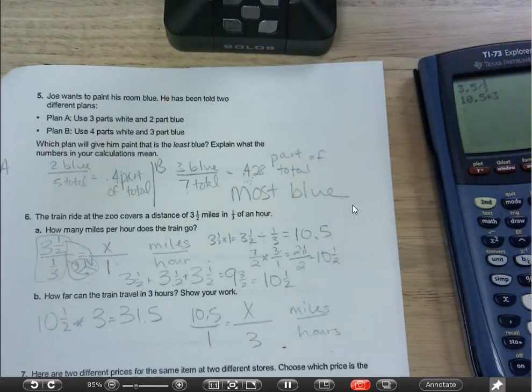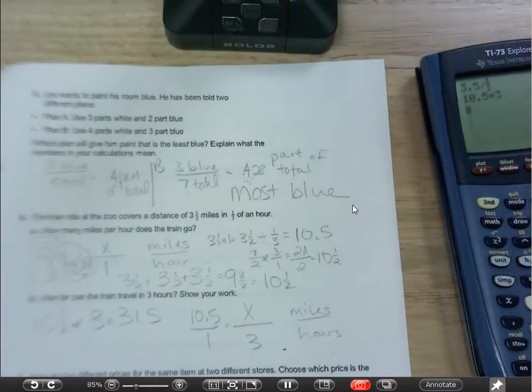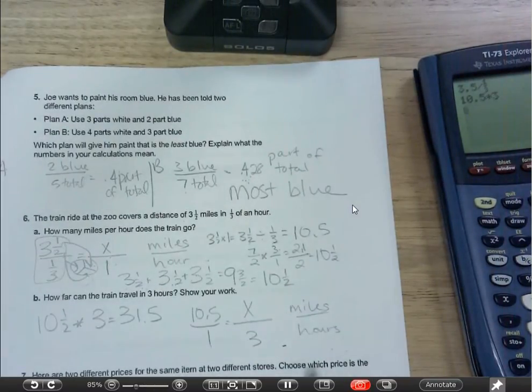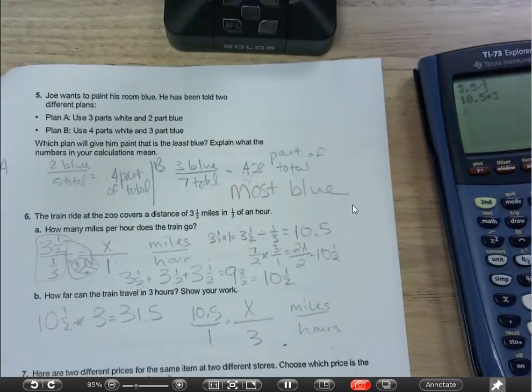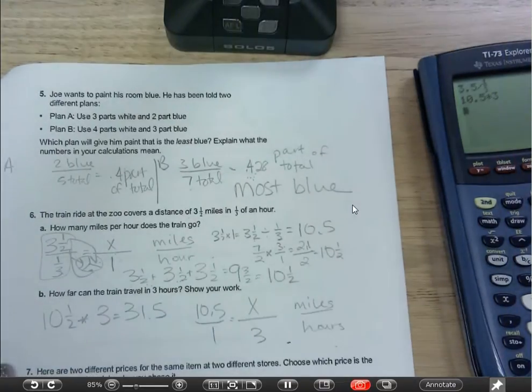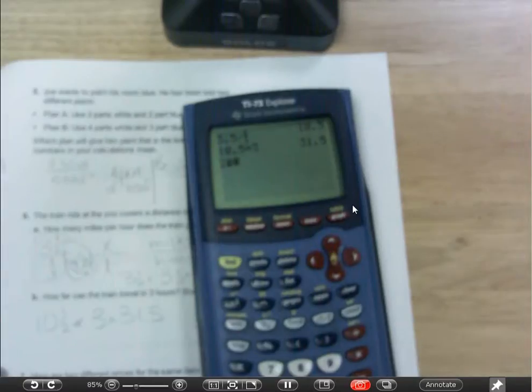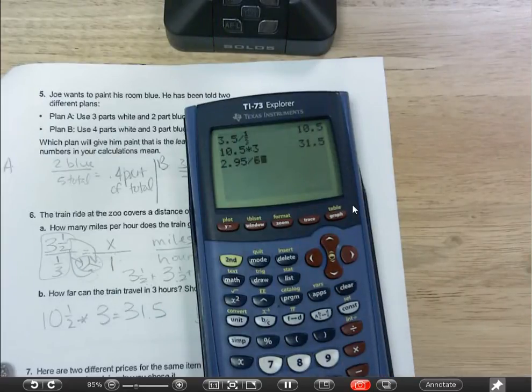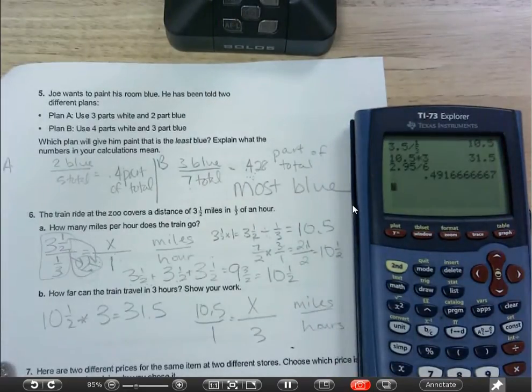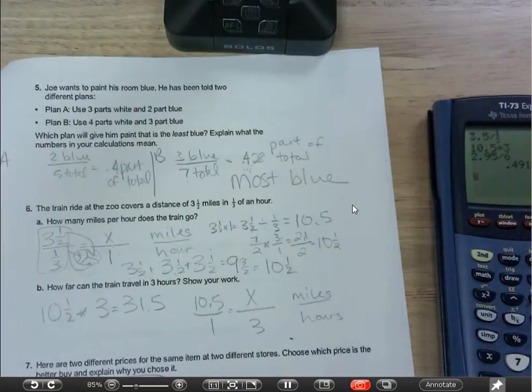Okay, so now problem number 7, we have a unit rate problem. So we want to figure out how much each thing costs, figure out which is the better buy, and then explain why we chose it. So we know for price, we're going to divide it like we say it. So over here, we're going to do $2.95 divided by 6. 295 divided by 6 gives me 0.4916, which I know is somewhere between 49 and 50 cents.